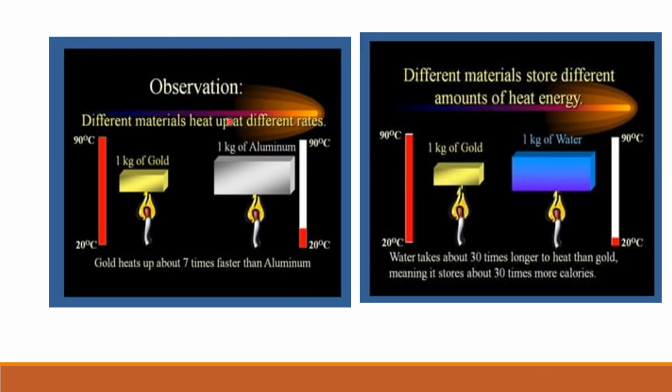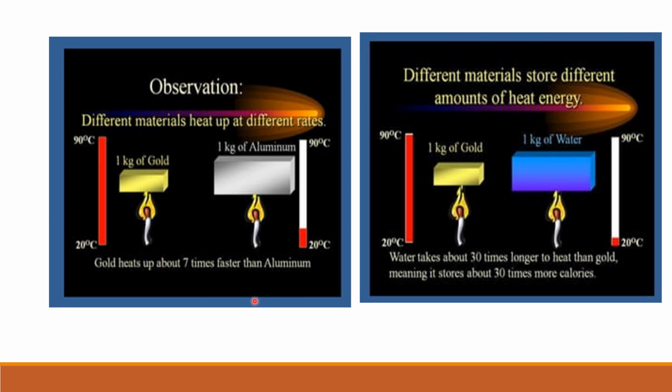Then another thing is that heat capacity depends on the type of material we are using. Here we take two different materials. One is gold, another one is aluminium. We take the same mass, 1 kilogram of gold and 1 kilogram of aluminium, and we apply the same amount of energy, or same amount of heat, to both the materials. The gold heats up much faster when compared to aluminium. So in this observation we see that gold heats up 7 times faster than aluminium.